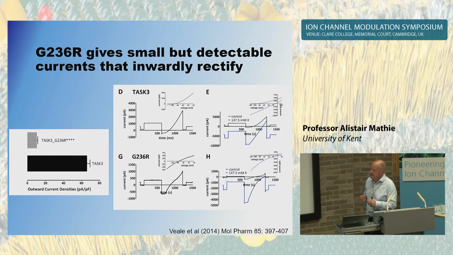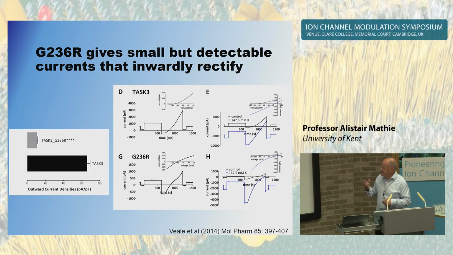The current-voltage relationship here is typical for a K2P channel. But when we looked at the KCNK9 imprinting syndrome mutation, this G236R, although the current was substantially reduced compared to wild type, it wasn't abolished. There was still a functional current there, but it had slightly unusual properties. Now it changed from being effectively an outwardly rectifying current to an inwardly rectifying current.